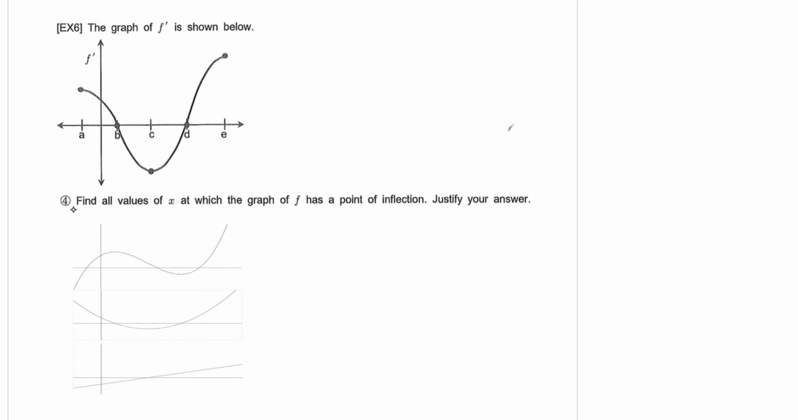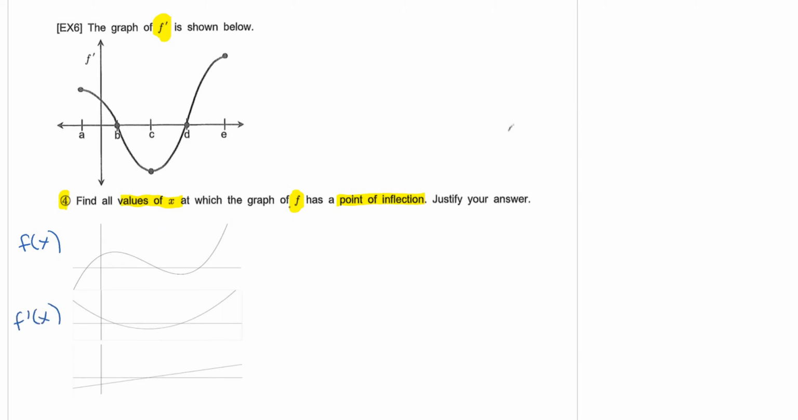All right, so for question number 4, I need to find all x values where the graph of f, the original graph, has a point of inflection. Okay, so just remember, we're given the derivative graph, and in order to find the point of inflection on the original graph, we would probably go back to our cheat sheet to find the general rule or justification here.